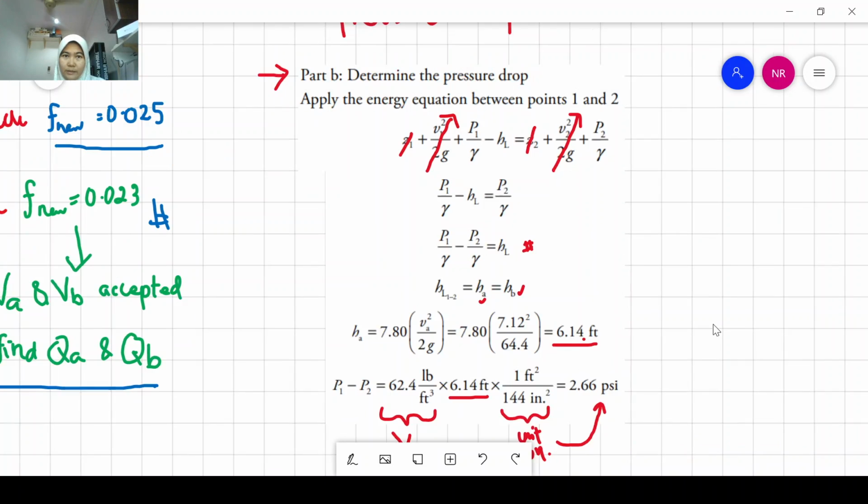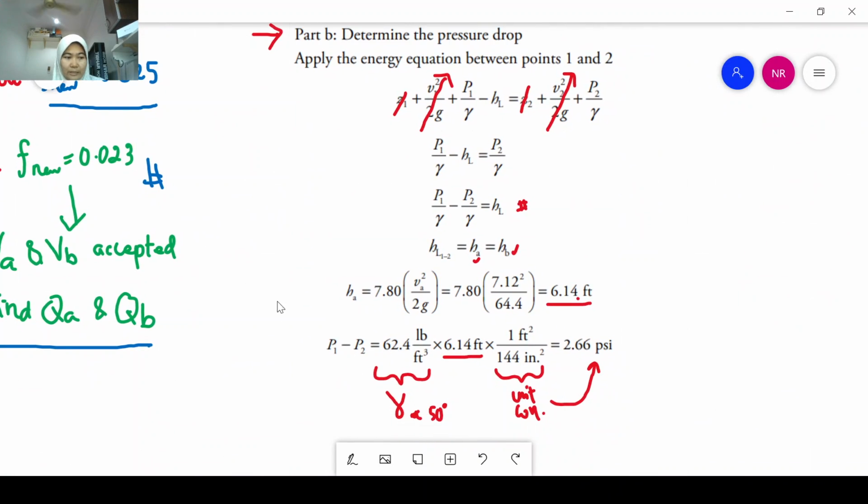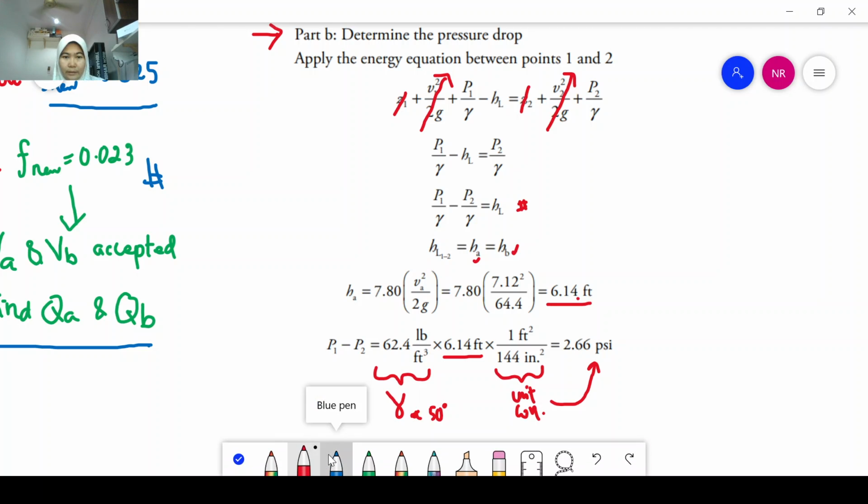So the question just now was to find the pressure drop. Pressure drop is actually the difference between P1 and P2. So you multiply the specific weight at 50 degrees Celsius, this one, by HA, because this is also the HL, and you multiply by 1 foot. This is just to change the unit, because in the end you want to find the answer in PSI. So this is the final answer for this problem. The pressure drop is 2.66 PSI.